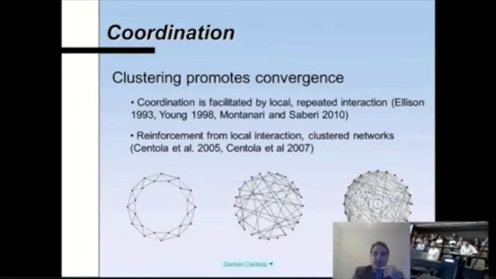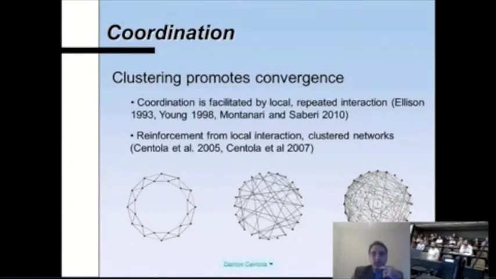And the answer has been consistently that it's the clustered lattice network. And the reason for that is, first of all, that if two people are interacting in the lattice, they could keep interacting with the same network partners, which establishes reinforcement for the answers that they're receiving from that same person. Furthermore, two people tend to share neighbors in common.